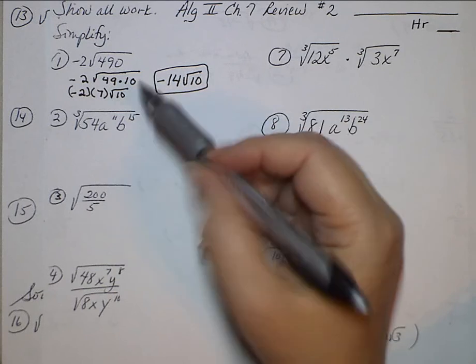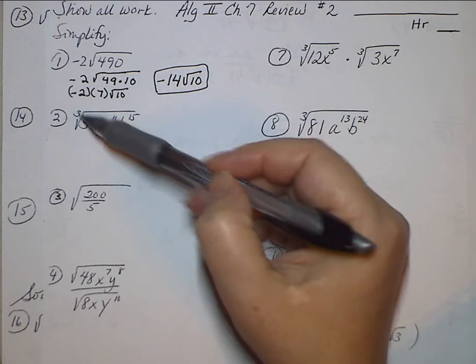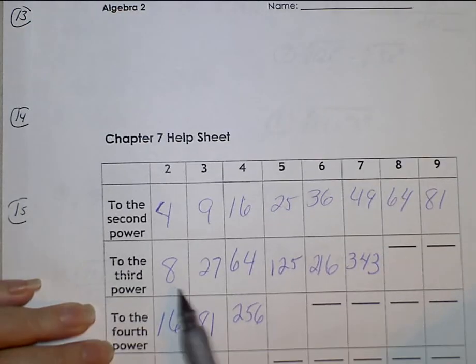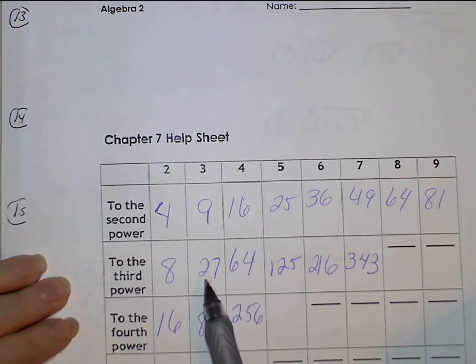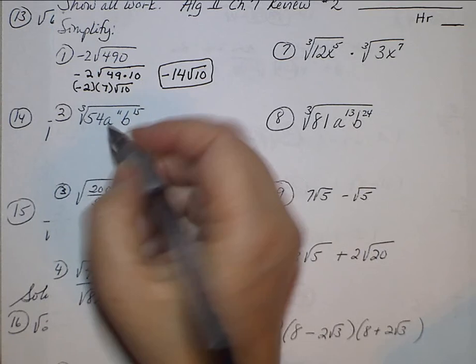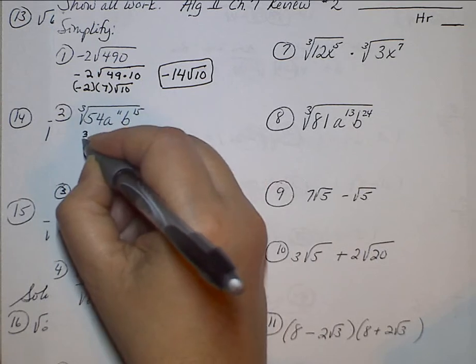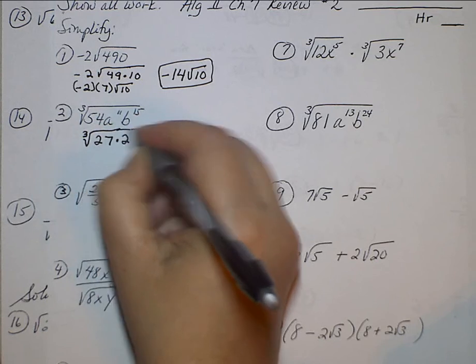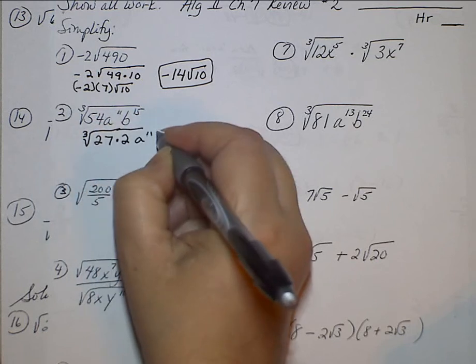So now we have the cube root of 54. The cube root of 54, so we're looking at our cubes. Which of these go into 54? This is too big, so you go 27, and 27 goes into it. How many times? 27 times what gives me 54? Times 2. A to the 11th, b to the 15th.